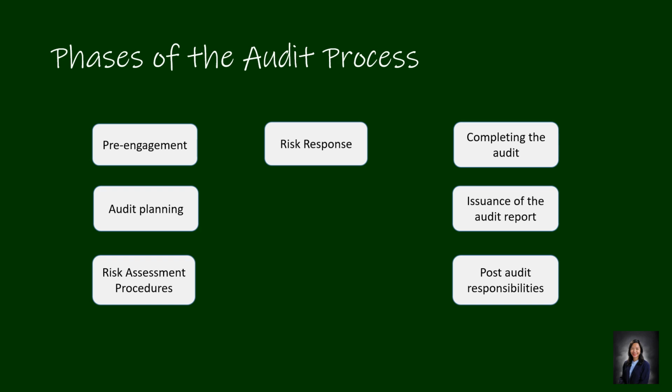And finally, after the process of responding, where audit evidence gathering procedures will play the main character role, the auditor will, of course, complete the audit, issue the audit report, and perform post-audit responsibilities. This is the phase we refer to as conclusion and reporting. So, essentially, the three phases of the risk-based audit approach are risk assessment, risk response, and conclusion and reporting. And all of these steps fall distinctly into each of these three phases. So, where do we begin?